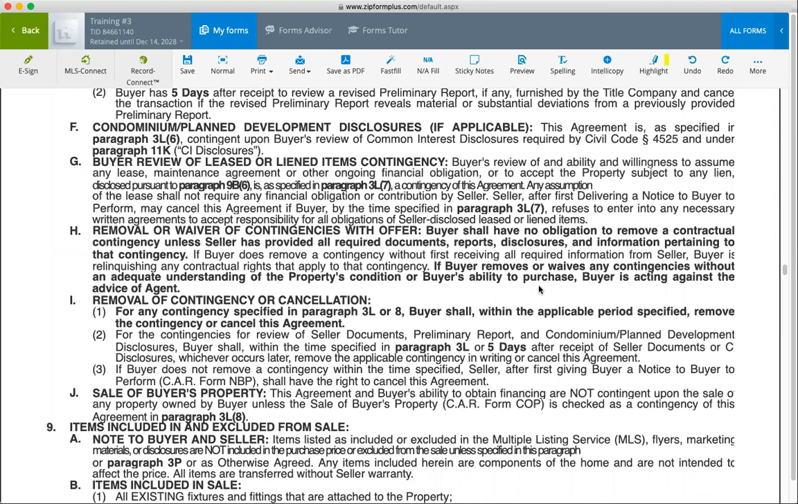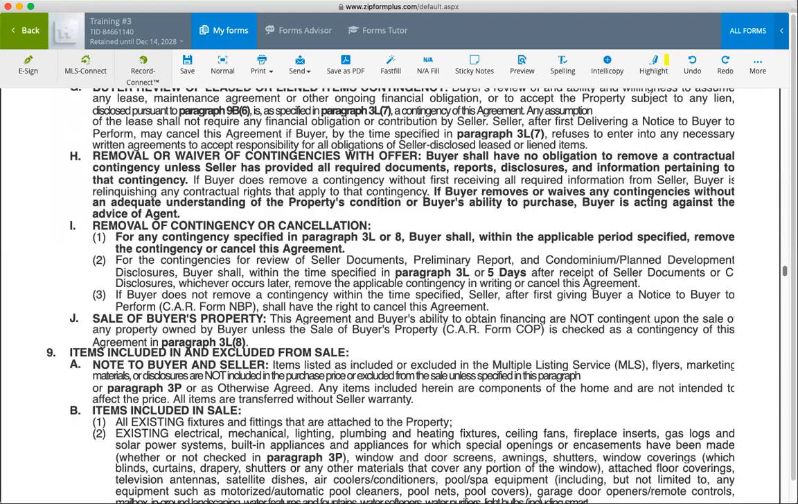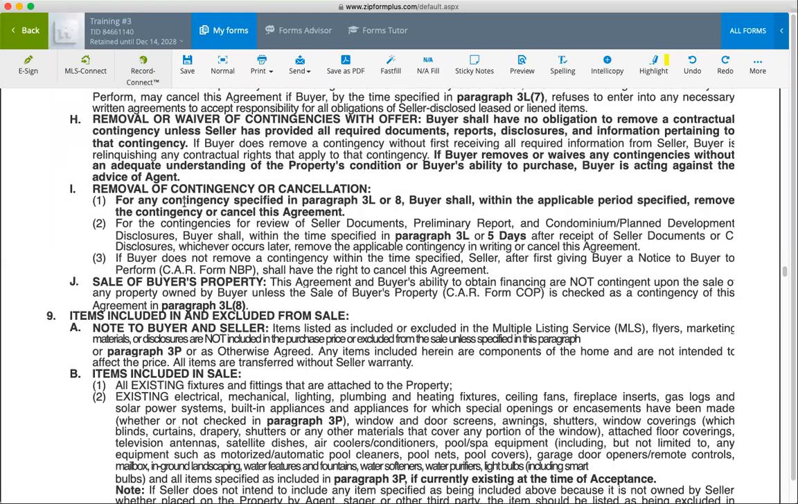Here, if you're going to remove a waiver of contingency, buyers have no obligation to remove a contractual contingency unless the seller has provided all the required documents relating to that removal. We don't recommend removal of contingencies with offers, but it happens. And then it talks about cancellations, what the rights of cancellation are in the event a contingency has been removed or not removed.